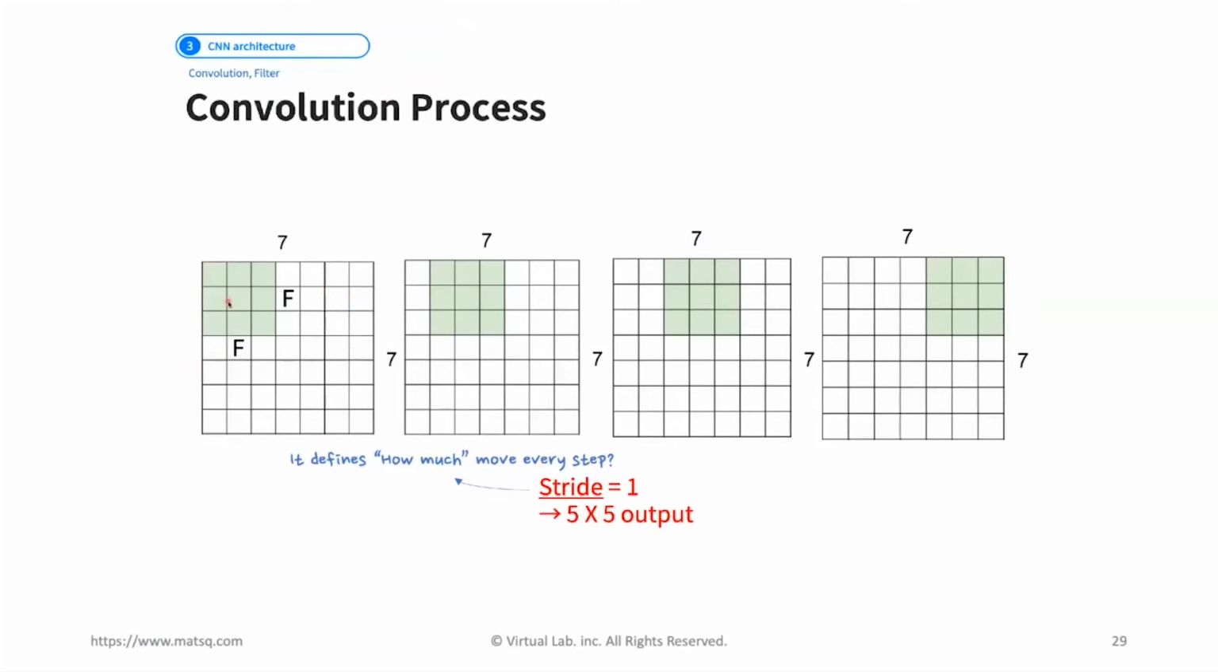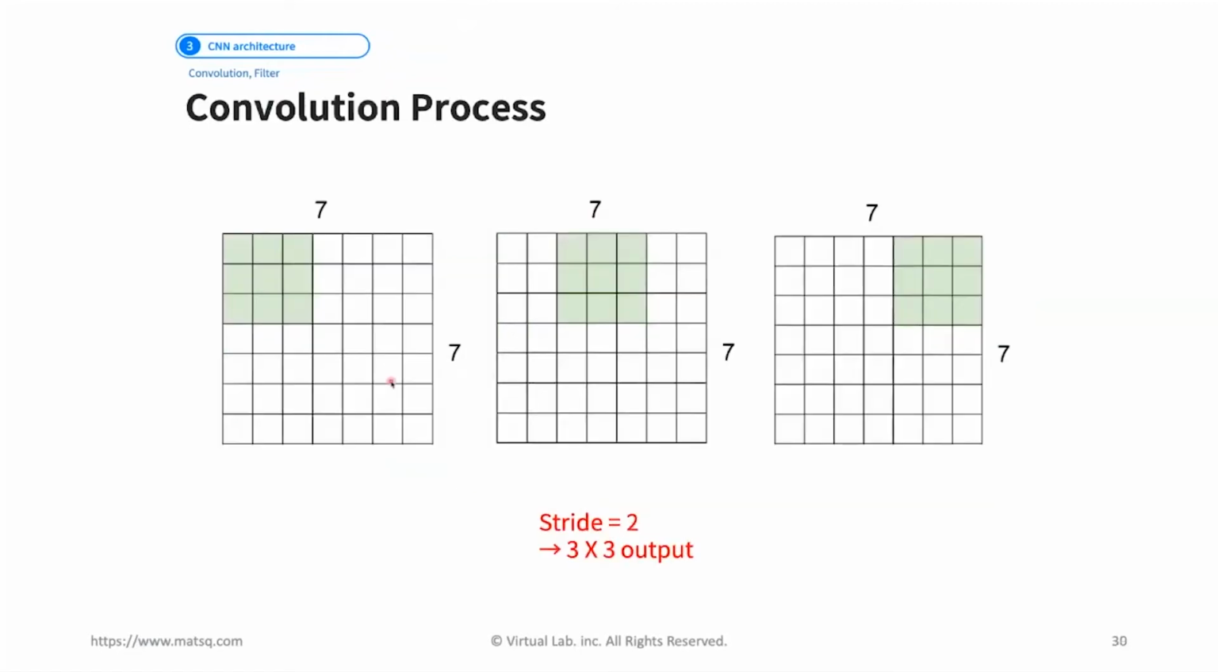So in this case, how many outputs are carried out? Assuming the stride is 1, we get 1, 2, 3, 4, 5, and 1, 2, 3, 4, 5. So a 5 by 5 output is produced. What if the stride equals 2? The output will be 1, 2, 3, and 1, 2, 3, right? So a 3 by 3 output is produced.